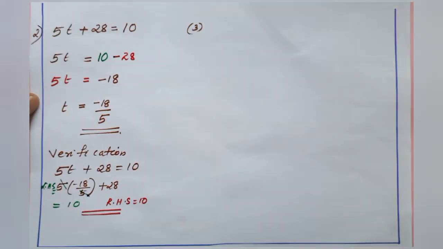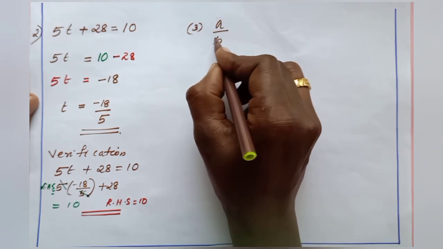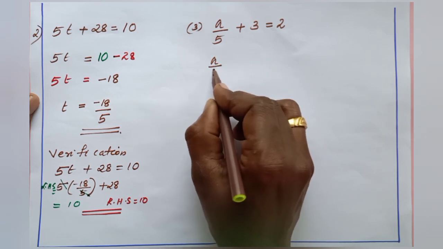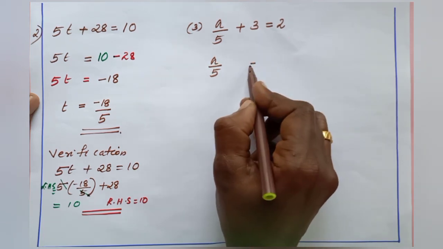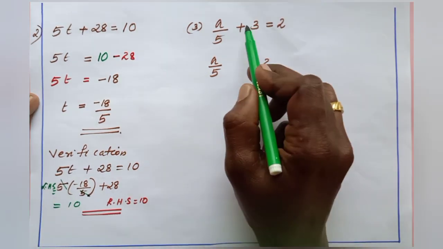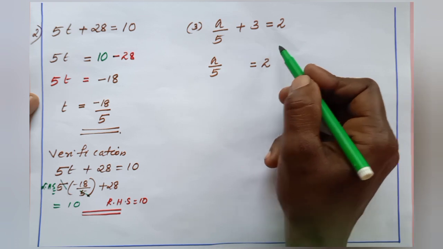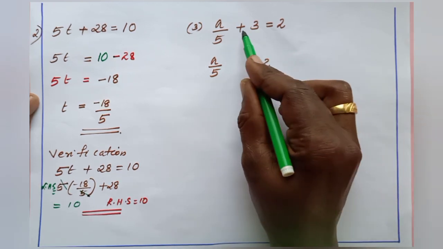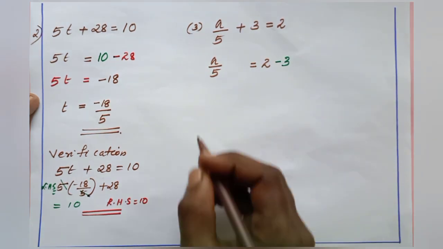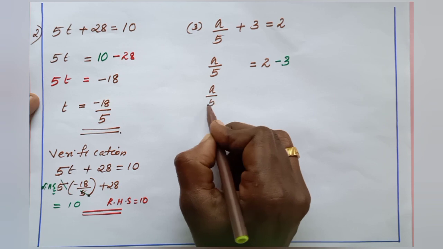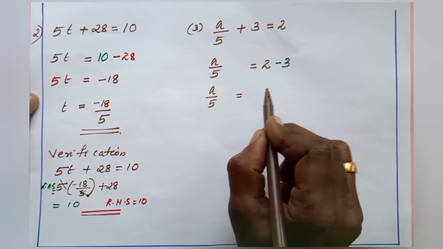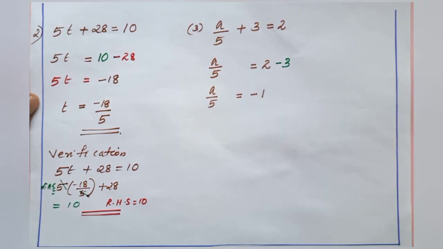Third question. Listen. A by 5 plus 3 equal to 2. So here the question is A by 5 plus 3 equal to 2. So the first step is take the positive 3 to the right hand side, the RHS part. So positive 3 changes into negative 3. Now we can do the calculation. A by 5 equal to 2 minus 3. So we get the answer equal to minus 1.